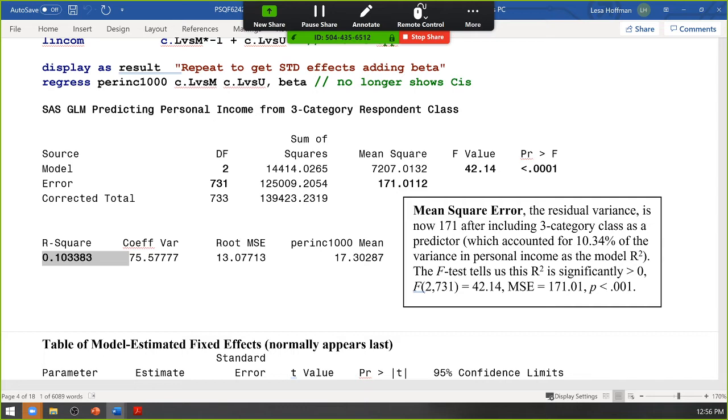So the empty model tells us all of the variability that there is in an outcome, right? That's our baseline. Relative to that baseline, the R square tells us what percentage has been reduced or explained by the model. So in this example, 10% of all of the variability in personal income has been explained, meaning the residual variance has been reduced by 10%, and that reduction is attributable to this class predictor that we put in our model.